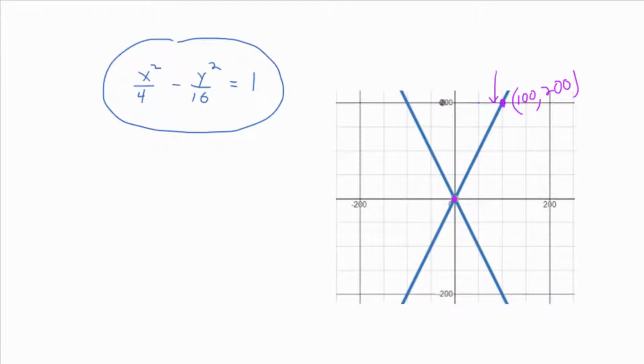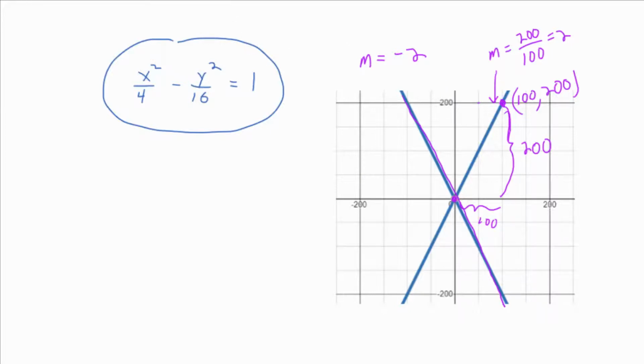So we could call the slope of this line that increases from left to right: the rise would be 200, the run would be 100. So the slope of this line that increases from left to right is 200 over 100, which is 2. If you do the same analysis for the line that decreases from left to right, it turns out that it will have the opposite slope, -2.